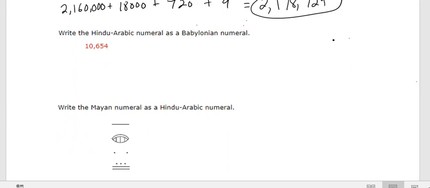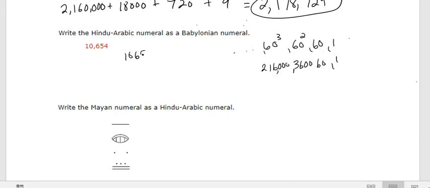Write the Hindu Arabic numeral as a Babylonian numeral. So here my recommendation is to write the place value first. So we have 1, 60, 60 squared since we're in base 60, 60 cubed, and so on. So this is 1, 60, 60 squared is 3,600, and 60 cubed is 216,000. So we take our number, 10,654, and we divide by the biggest number that will go into it, which is 3,600.